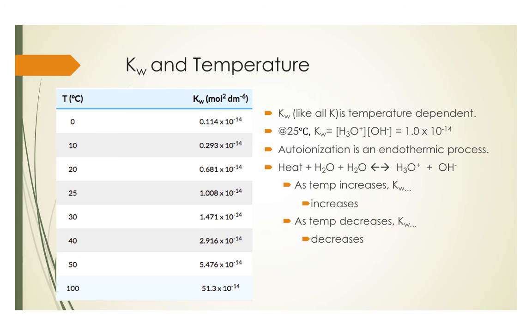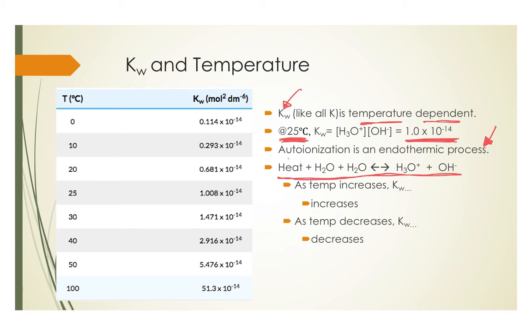Right, so that equilibrium constant, Kw, like any equilibrium constant, is temperature dependent. Okay, and so an important temperature for us to remember for Kw is 25 degrees Celsius, standard conditions. And so at 25 degrees Celsius, Kw has a value of 1 times 10 to the negative 14th. Okay, but we know that autoionization is an endothermic process. Okay, that we can measure.